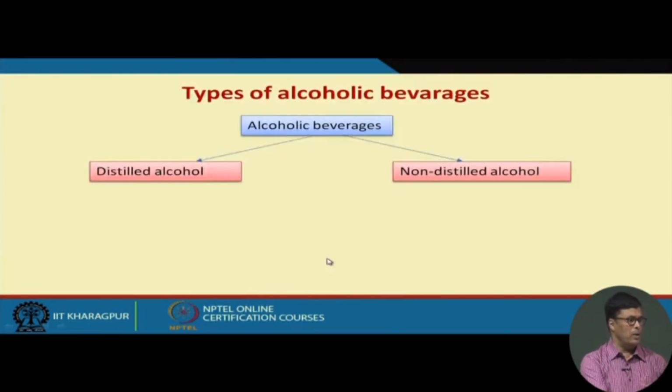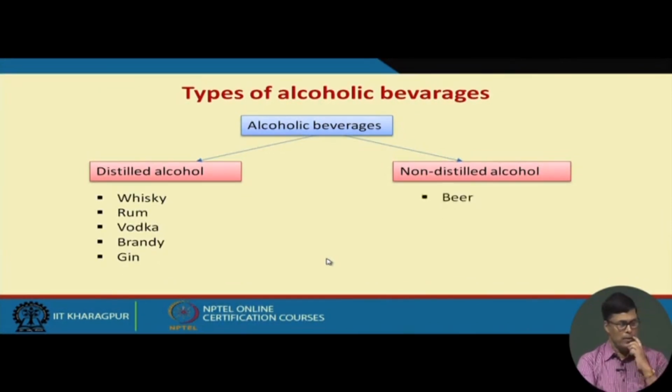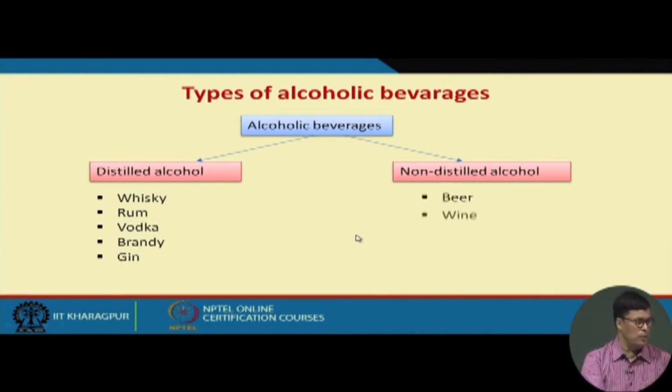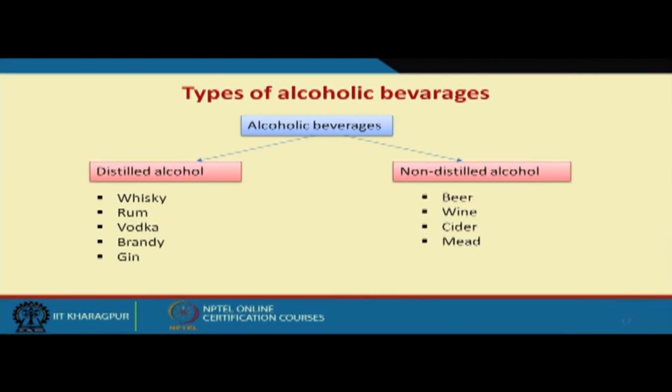So let me share the types of alcohol fermentation process. As per when alcohol is used as a beverage, it can be divided into two types. One is called distilled alcohol, another is non-distilled alcohol. Now what do we mean by distilled alcohol? Distilled alcohol means that after the fermentation is over, it passes through the distillation process, and through the distillation process we get the pure alcohol.